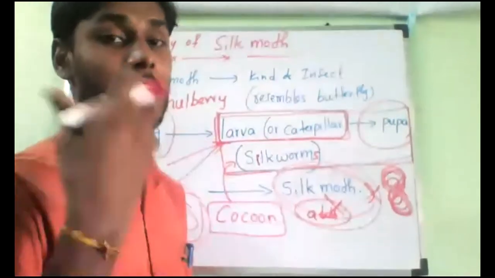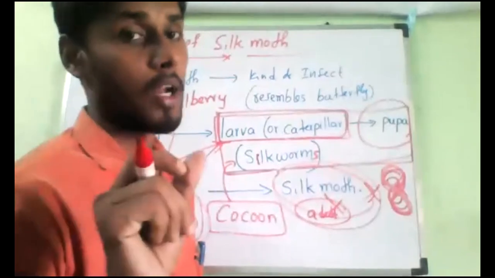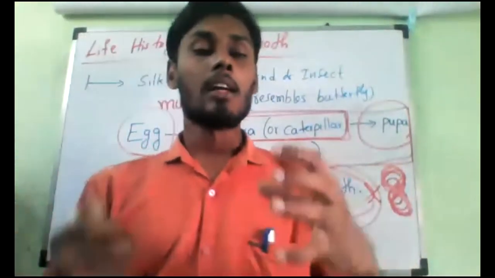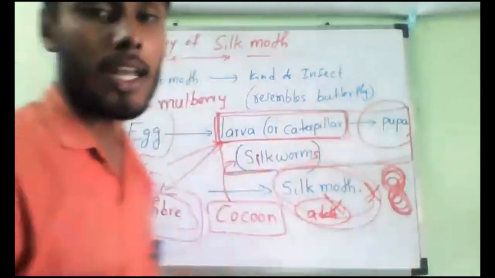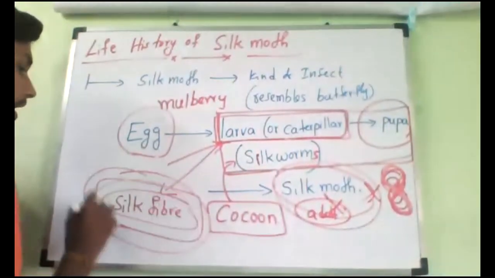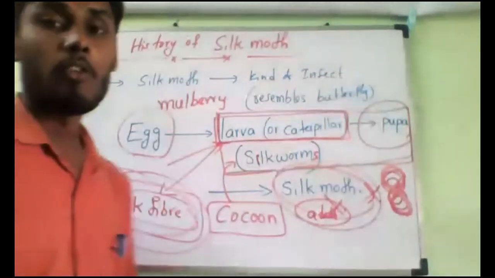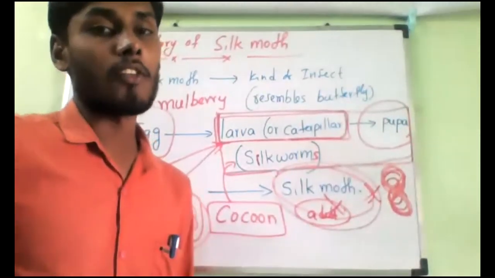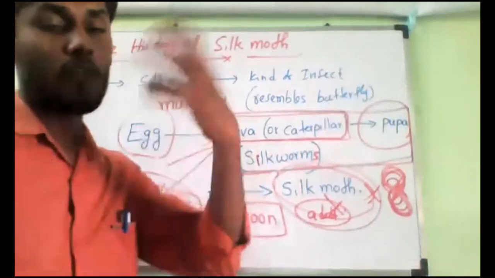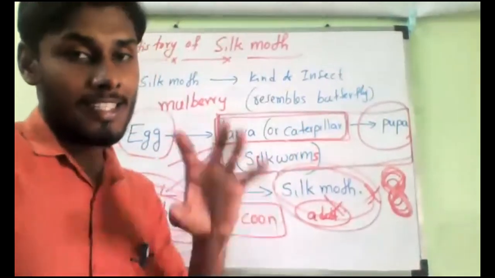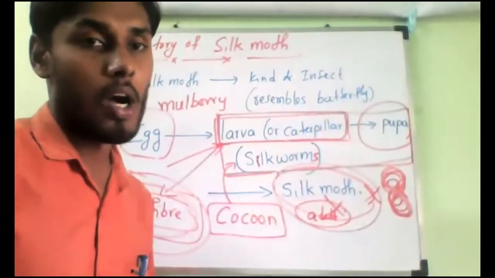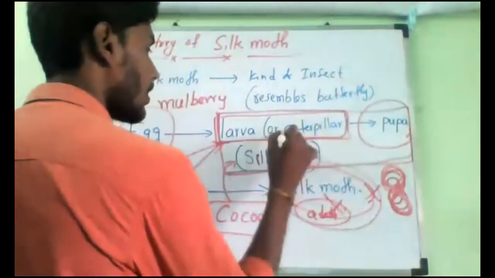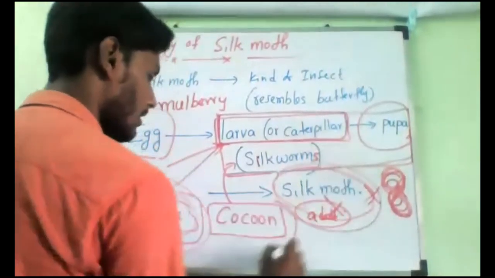Like this also, when the silk is secreted from its mouth, it is a liquid. Later, because of exposure to the air, it becomes solid. That is what we call silk fiber. Later, the silkworm covers itself completely with the silk fibers, forming the cocoon. The silky covering spun by the silkworm of the silk moth is called a cocoon.